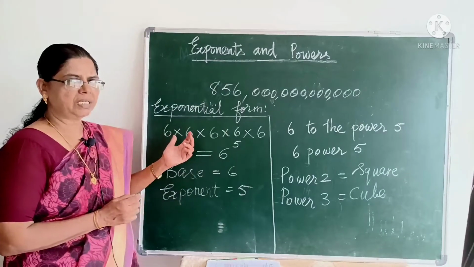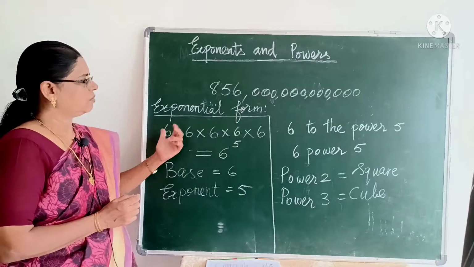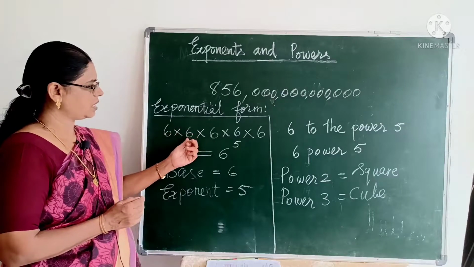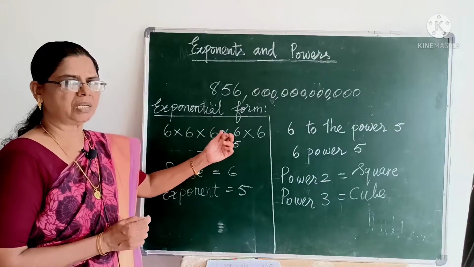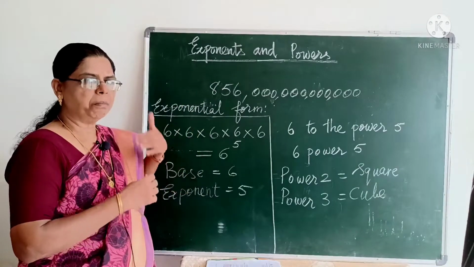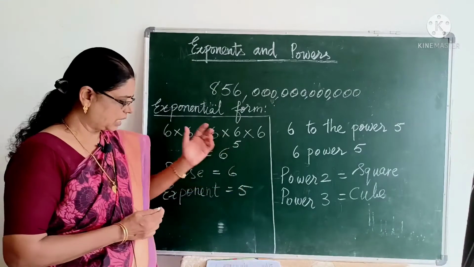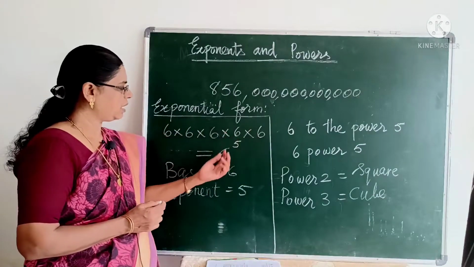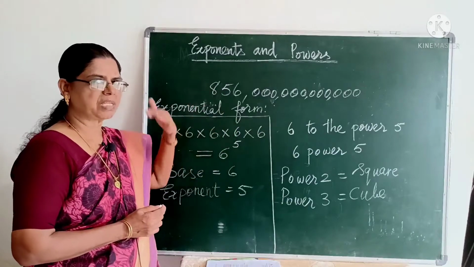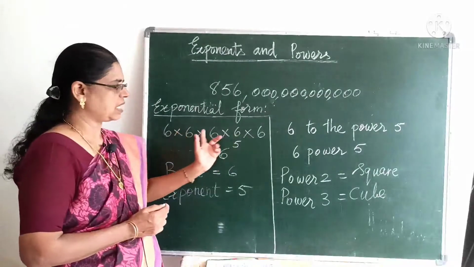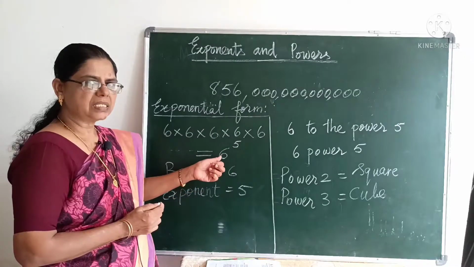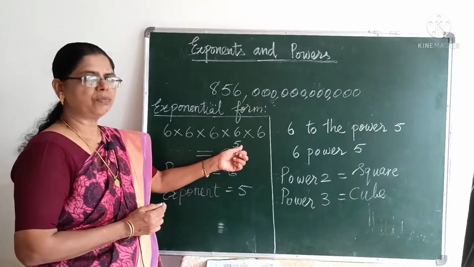I have written 6 five times in multiplication form. 6 into 6 into 6 into 6 into 6. So, when a number is multiplied by itself several times, it can be written in a short form. So, 6 is taken 5 times repeatedly. So, in short form we write 6 to the power 5.